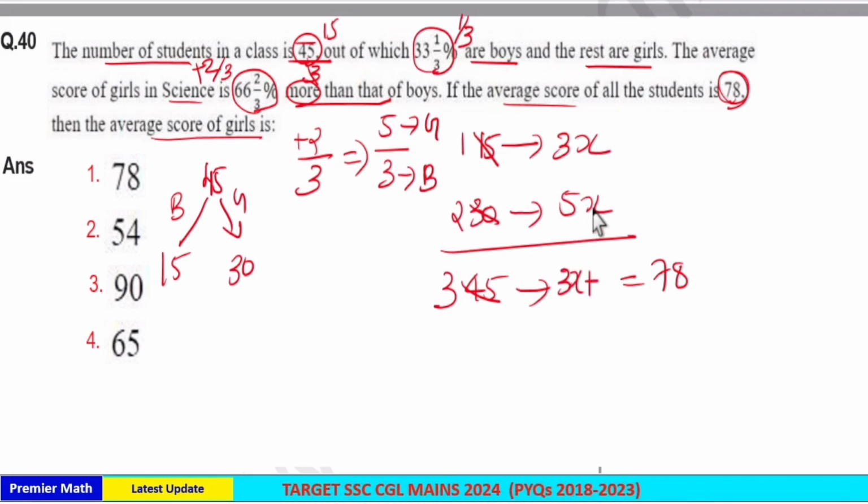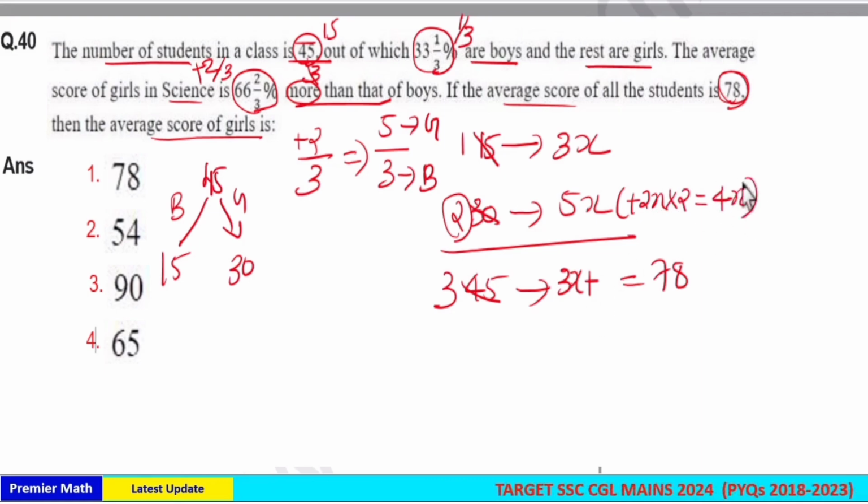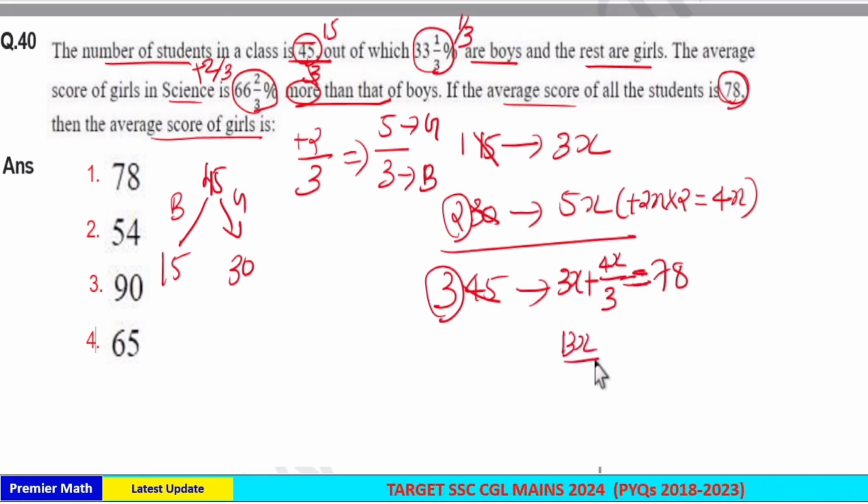Now, here 5x is 2x more than the common average 3x, and this 2x increment in the average is for these 2 students. So the increment in the sum is equal to 4x. So the increment in the sum, 4x, should be equally distributed to the total students. So 3x plus 4x by 3 is equal to the total average 78, which means 3 into 3 is 9, 9 plus 4 is 13. So 13x by 3 is 78, which means 13 goes 6 times in 78, which means here x is equal to 6 into 3, 18.